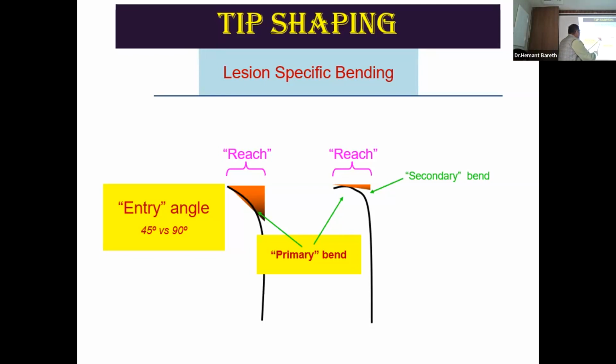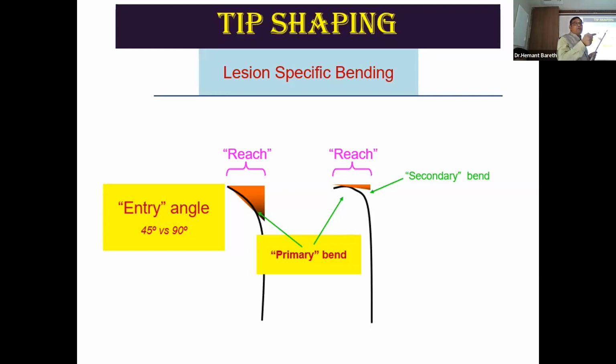How much angle does this make? For 90 degrees, you will have to make a 90-degree angle. Otherwise, you make a 45-degree angle. So the first bend is called the primary bend, and the primary bend is the length inside the lesion. So whatever the diameter of the lesion, you have that kind of tip bend.